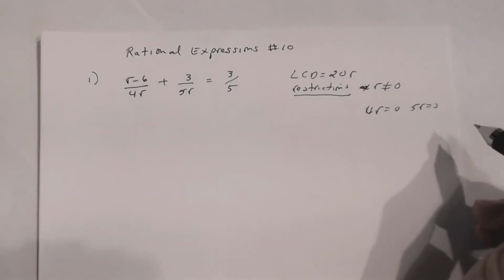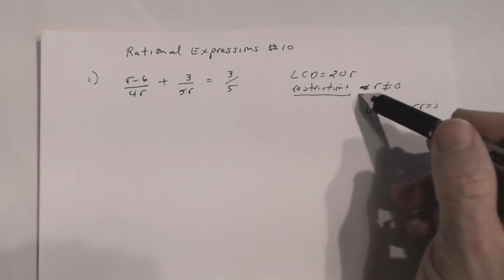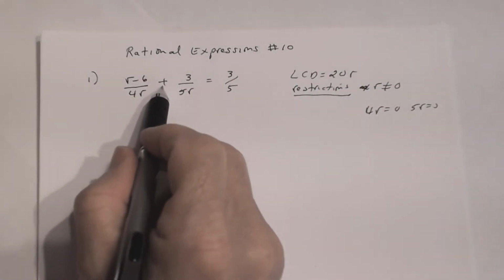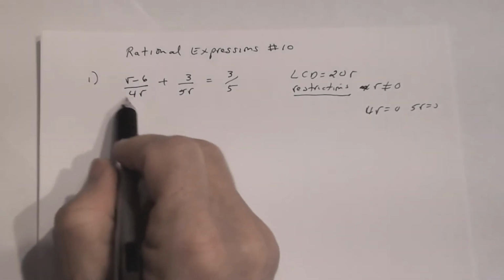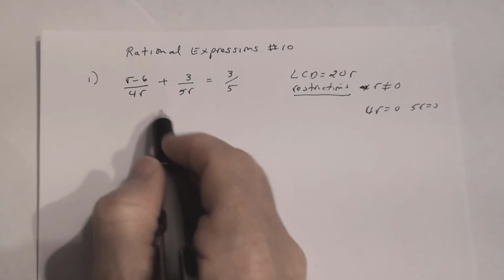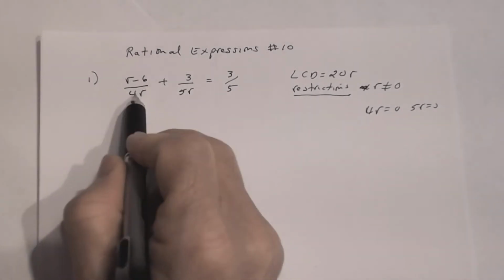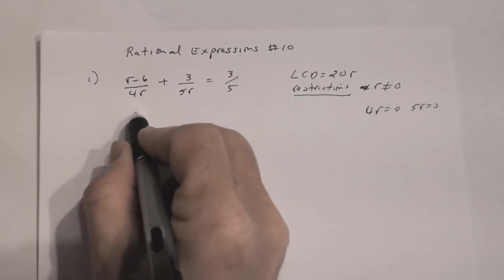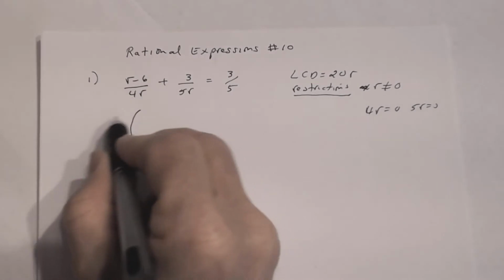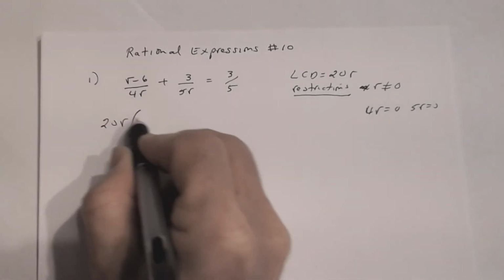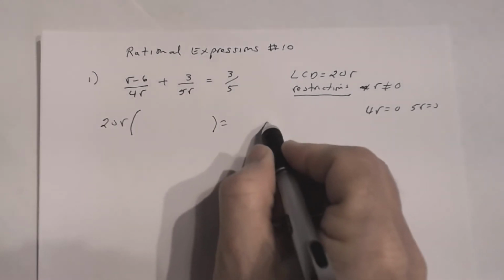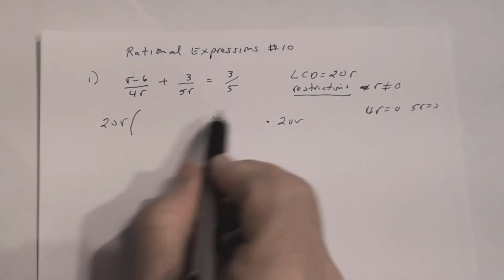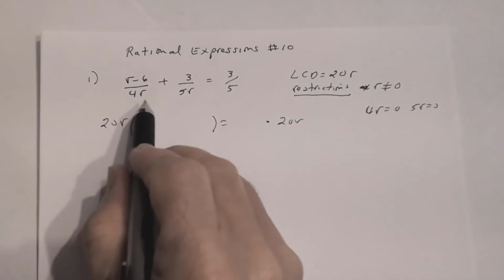So now, once you find your least common denominator and restriction, we're going to multiply both sides by the LCD. Now, just like we've done in the past, you can think of these as two terms here. You've got to put that in parentheses, because all of these terms on the left, and there's only one on the right, have to be multiplied by 20r. Mathematically, the process is this. Remember, what you do to one side of the equation, you have to do to the other side of the equation. So you've got to multiply both sides of the equation by the least common denominator. All right, and then this part's going to go here.